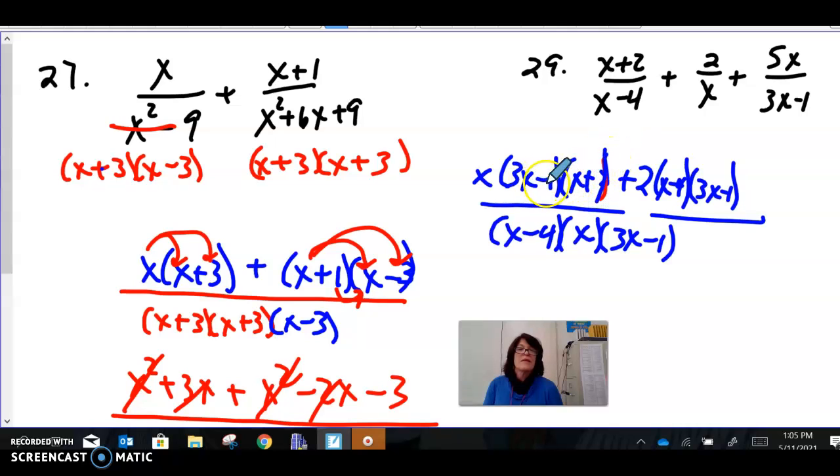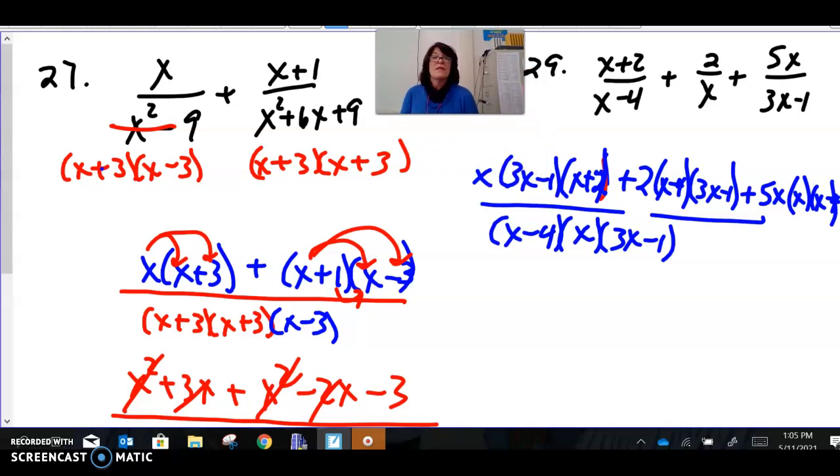What is this? 3x minus 1 and x plus 2 was there. We took the 2 times the 2 things we're missing. We're going to have to take the 5x times the 2 things that are missing, x and x minus 4. Okay, so that's a lot of things to multiply together.